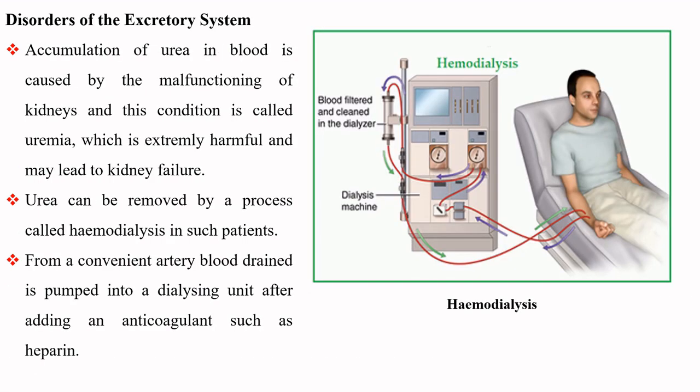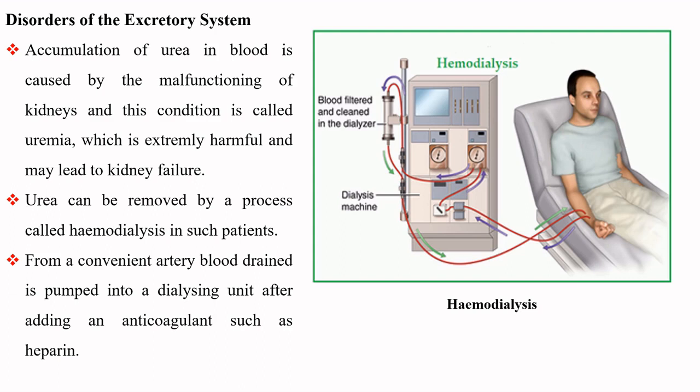Disorders of the excretory system. Accumulation of urea in blood is caused by the malfunctioning of kidneys, and this condition is called uremia, which is extremely harmful and may lead to kidney failure. Urea can be removed by a process called hemodialysis in such patients.